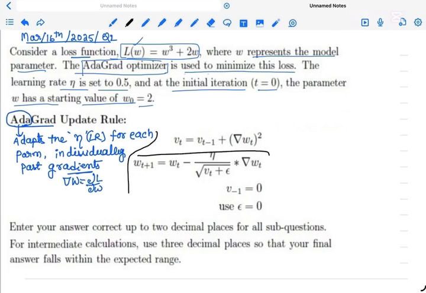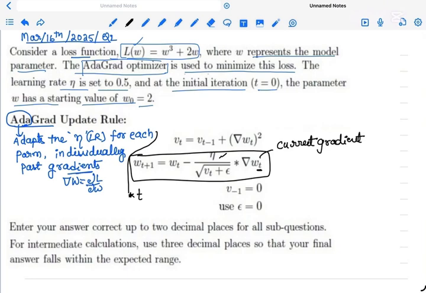Adagrad update rule, that is wt plus 1. Here t is very important. t is the time step. So at the time step, wt plus 1 equals wt minus eta divided by square root of vt plus epsilon, times delta wt. So this delta wt is the current gradient.